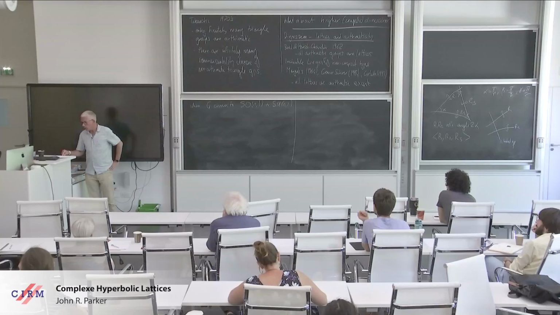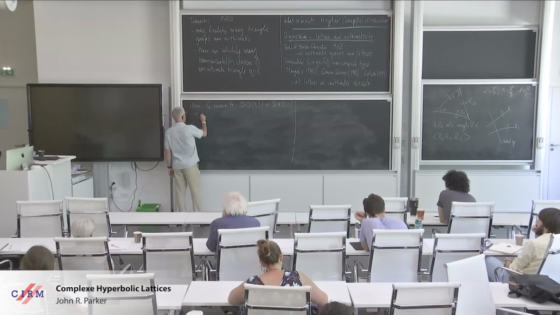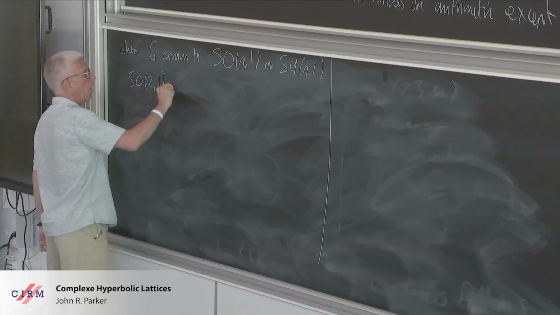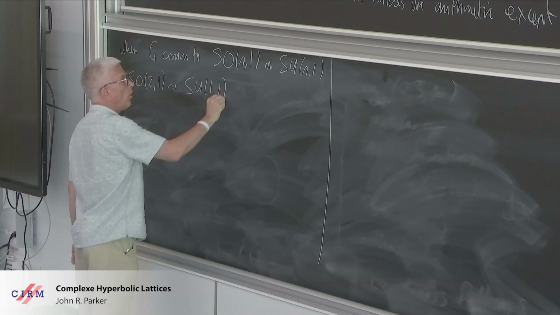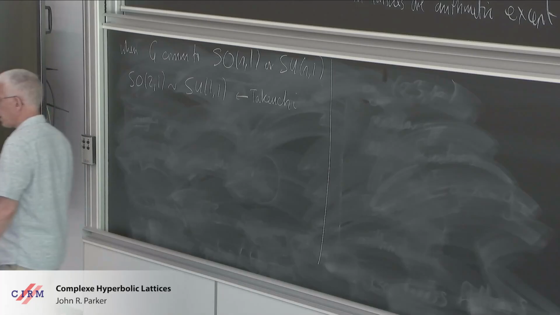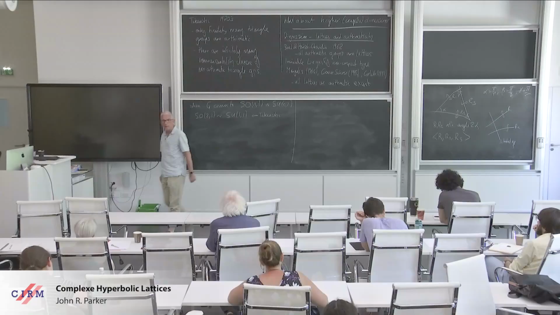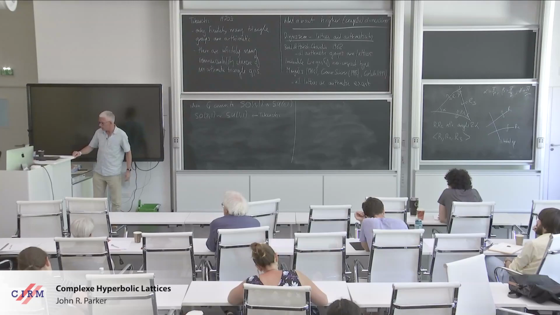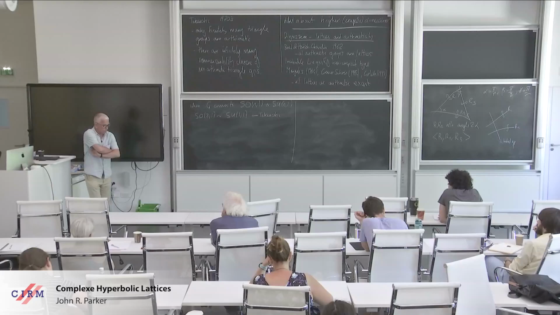Okay. So the case SO(2,1), which is the same as SU(1,1), is the case that's settled by Takeuchi. It's the isometry group of the hyperbolic plane, depending on whether you like it as a real or a complex object. And so then, what's the story for all of the rest of them?